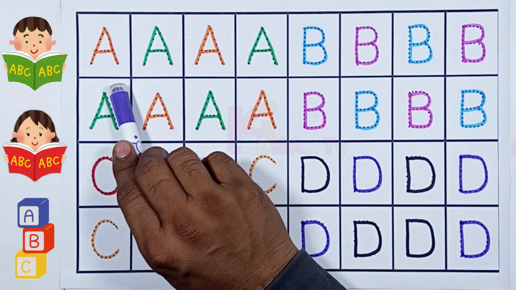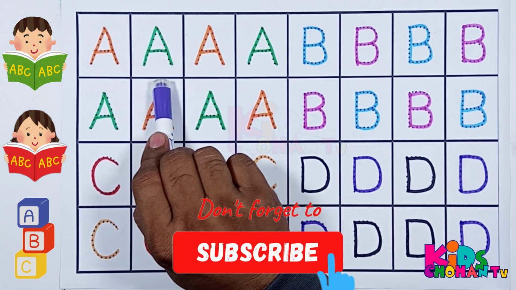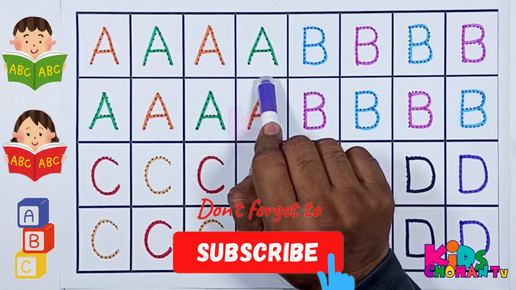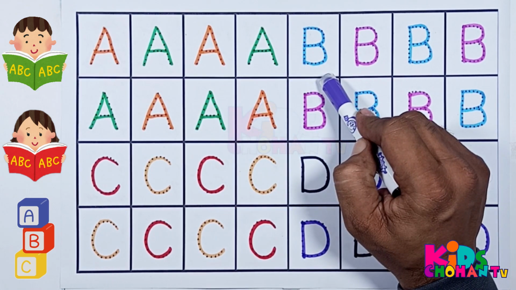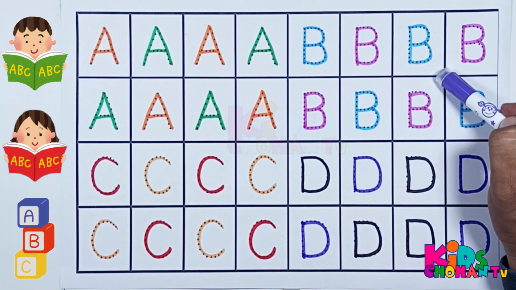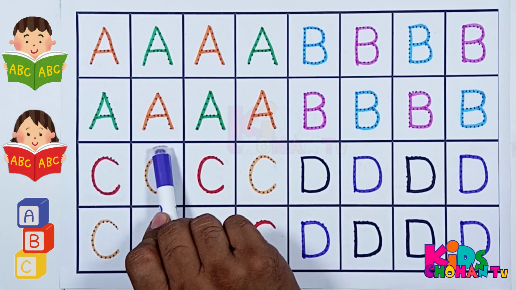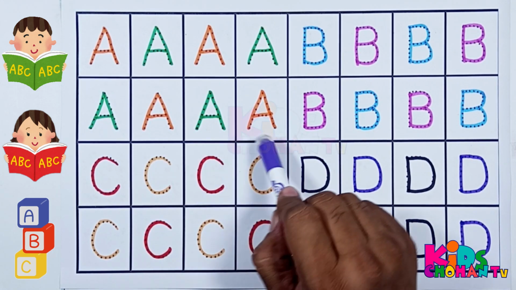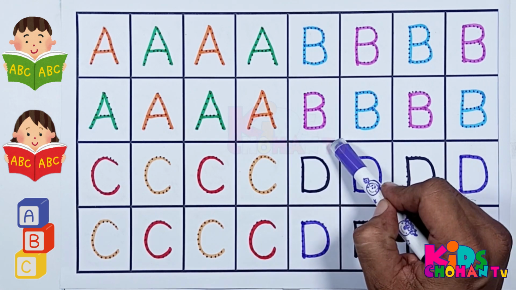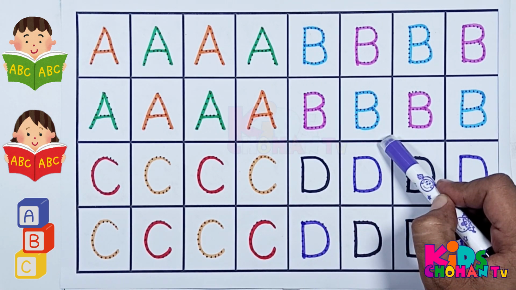Let's read again. A. A for apple. A. A for aunt. B. B for bat. B. B for ball. A. A for alligator. A. A for aeroplane. B. B for ball.